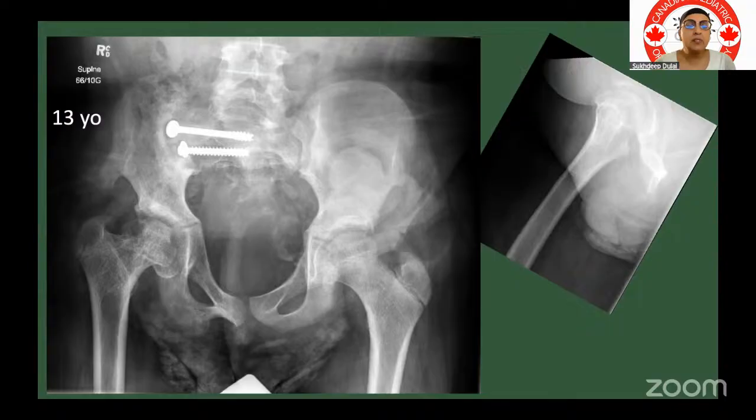And this was him a few years later, at 13 years of age. At this point, he was having symptoms, particularly pain in the hip with activity, and he was fatiguing very easily. He also had an abnormal gait, which we'll discuss briefly.